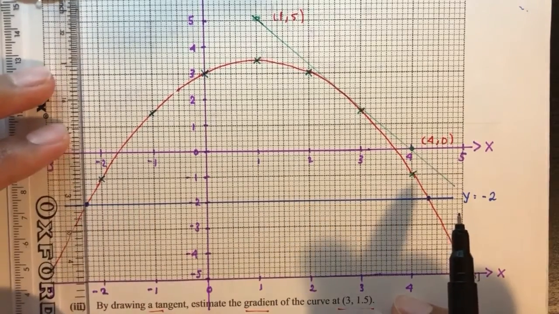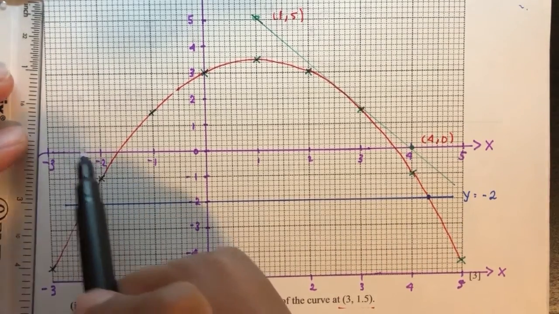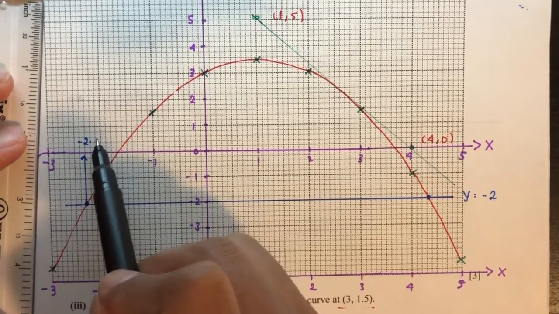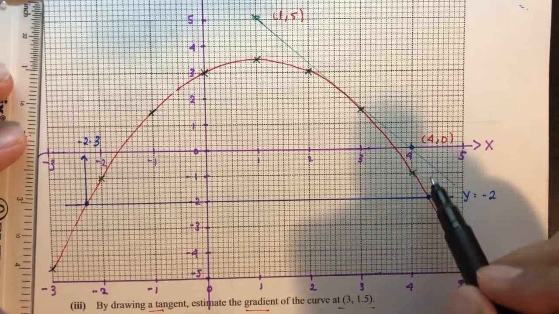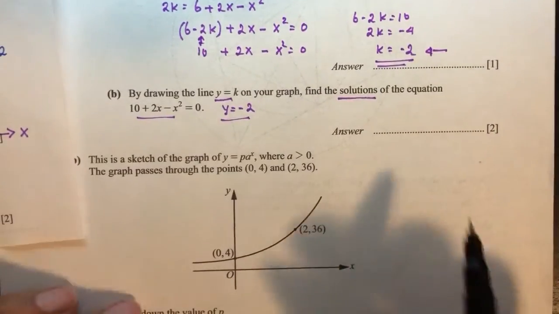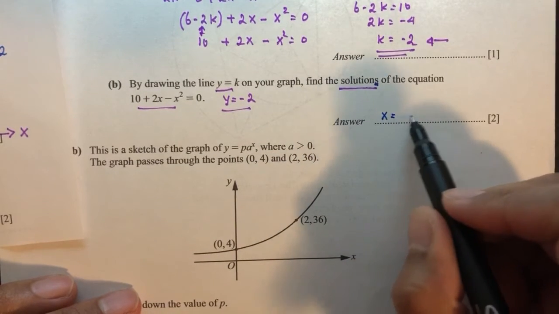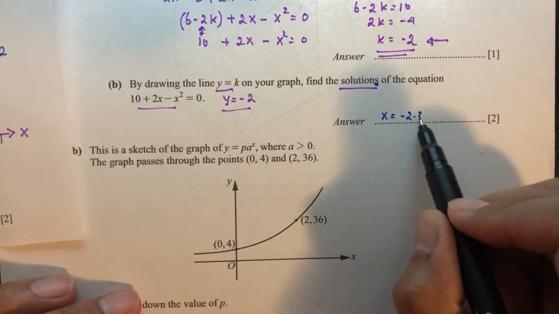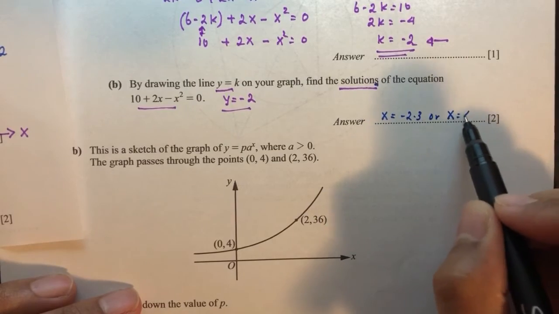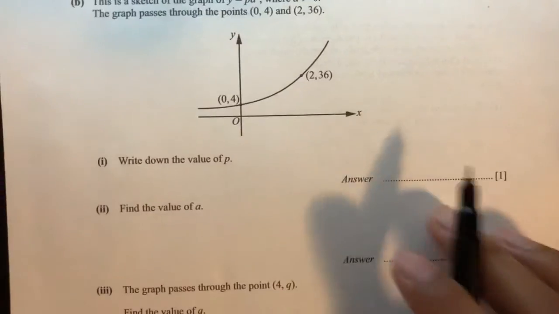Let's find the values of x. So this one will be minus 2.3, and this will be 4.3. So you have two answers. The solutions will be x equal to minus 2.3 or x equal to 4.3. That will be the two answers for part B.